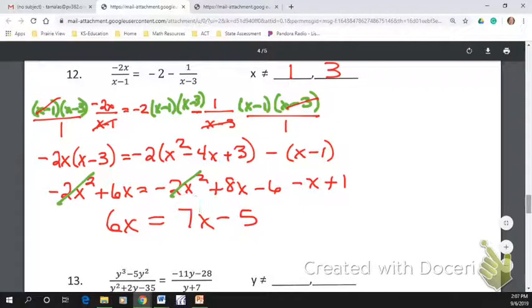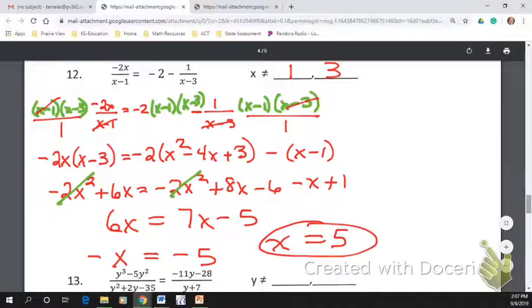And so now I would subtract 7 from both sides. If I subtract 7 from both sides, I get a negative x equals negative 5. So x ends up being a 5. And so if x is a 5, is that okay? Is 5 one of my excluded values? No, so I'm okay. I can keep x equal 5 as my answer. Okay, so for number 12, the only thing that would ever make this come out to be true is plugging a 5 back in. Both sides would come out equal if I plugged a 5 in for x.